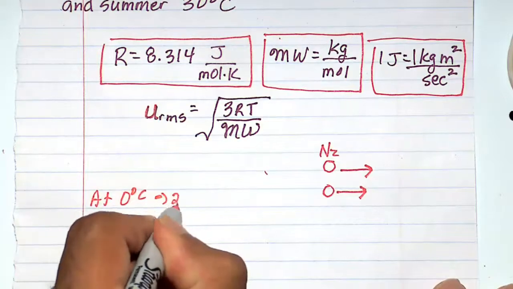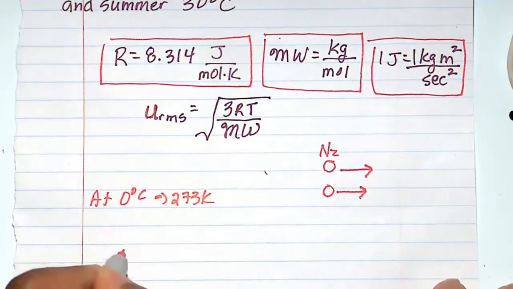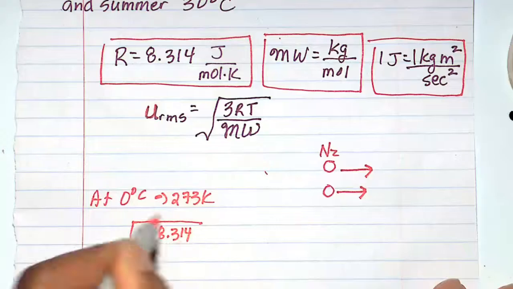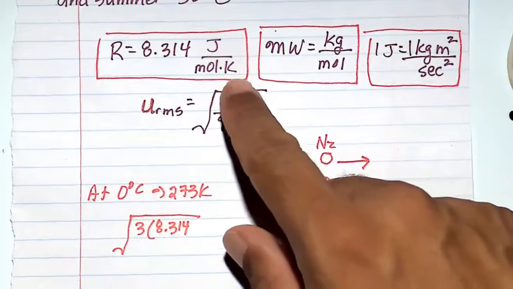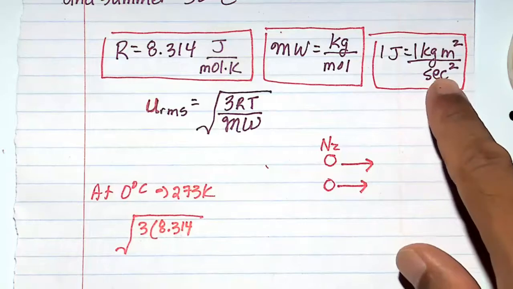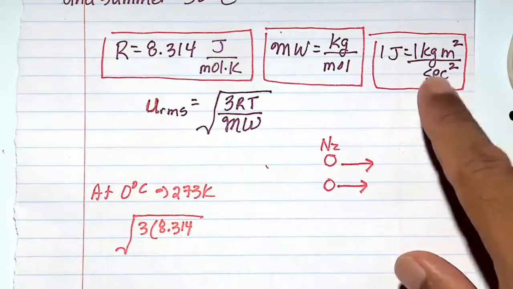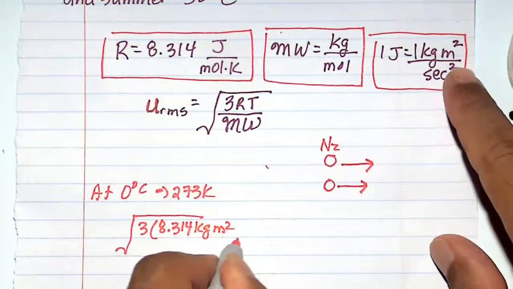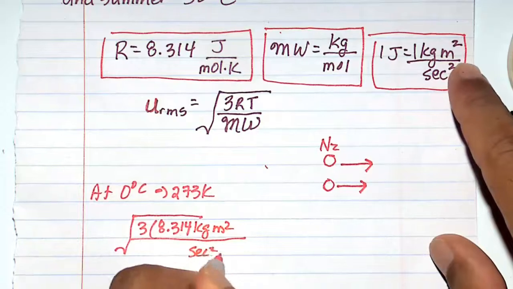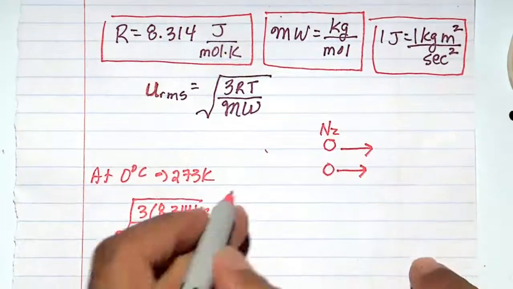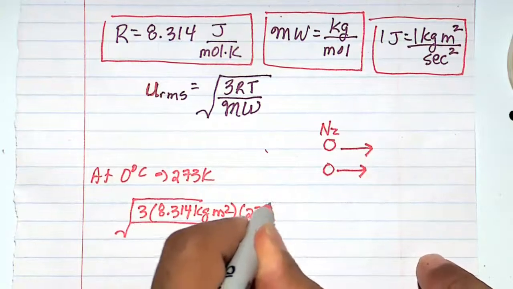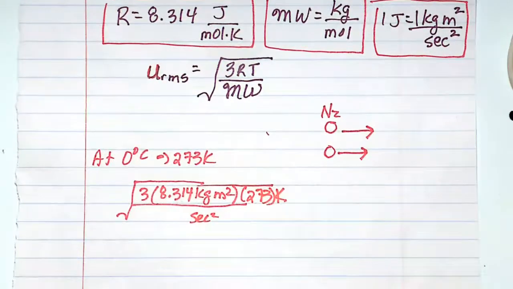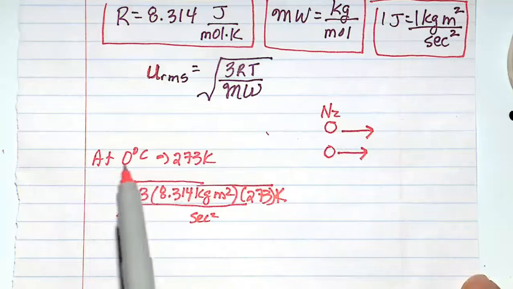That is going to be 273 Kelvin. And let's plug it into our equation: 3 times R, which is 8.314. I'm not going to use joule per mole Kelvin. Instead of joule, I'm going to substitute the derived SI base units. So joule, in terms of its base units, is going to be kilogram meter squared all over second squared. Temperature here is 273 Kelvin, and all of that divided by the molecular weight of helium. The molecular weight of helium is 4 grams per mole.